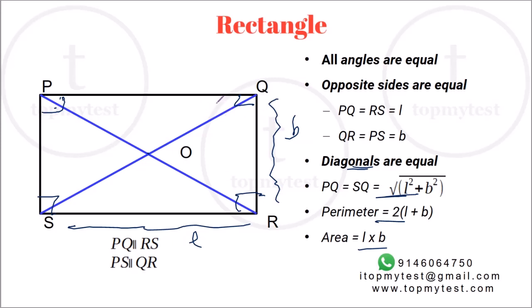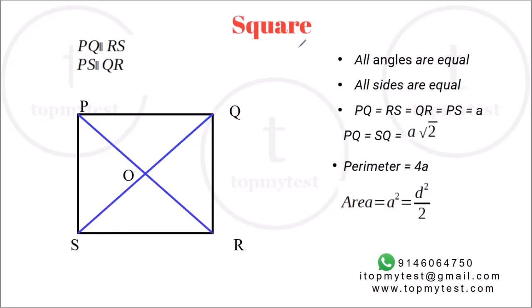Now, the simplest of all quadrilaterals is when you combine a rhombus and a rectangle, which is basically a square. If you get a square, your difficulty level of a question drops by 80 to 90%, right? All sides are equal, all angles are equal, right?